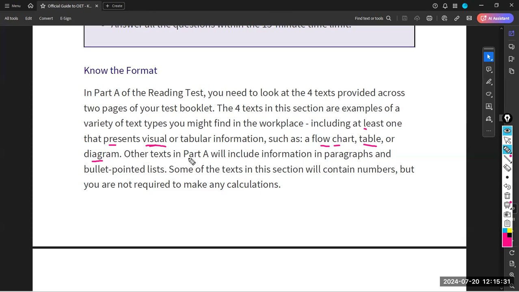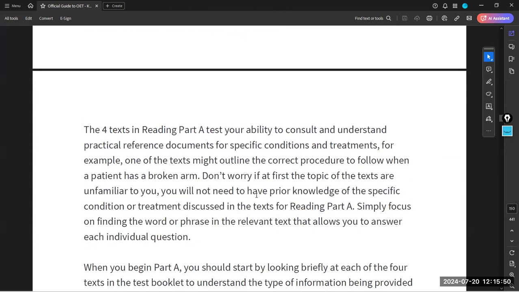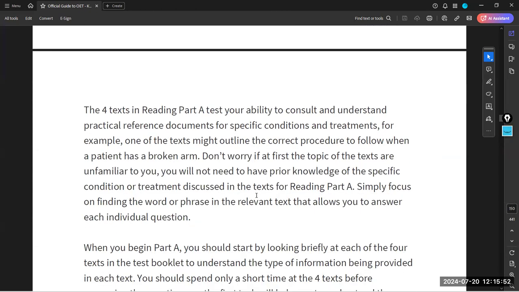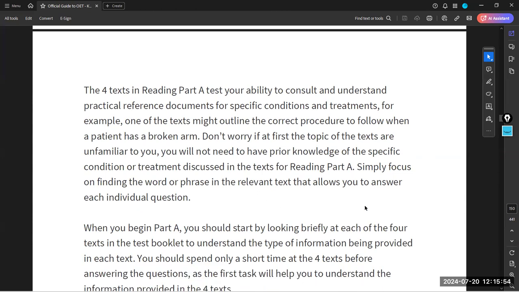Absolutely, you have to understand the drawing just to be able to answer the questions. And the other texts in part A will include information in paragraphs, and maybe you will have bullet points, lists. Some of the texts in this section will contain numbers maybe, but you are not required to make any calculations. Absolutely, you don't have to use a calculator because this is not math. Okay, let me try to read fast just to be able to save our time.